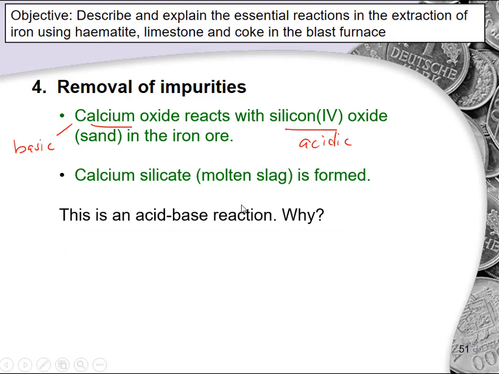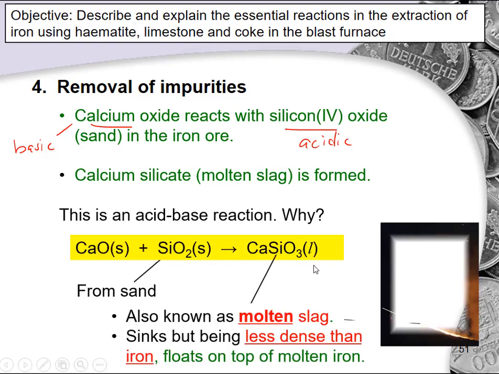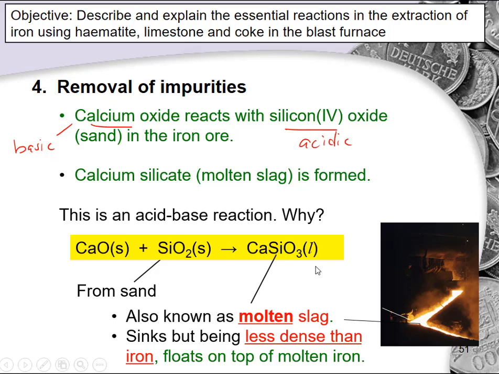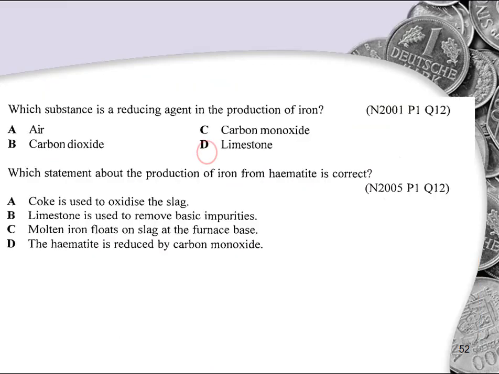Okay. Now, why is this an acid-base reaction? As I mentioned, a base, which is a metal oxide, calcium oxide, and an acidic oxide, which is silicon dioxide, react to form a salt, which is calcium silicate. And this calcium silicate, take note of the state symbol, is liquid. Liquid means it flows down easily due to gravity, towards the bottom, and because of lower density than the molten iron, it will flow on top of the molten iron. So remember, when you are asked to label the blast furnace, the molten slag having a lower density will always flow on top of the molten iron.